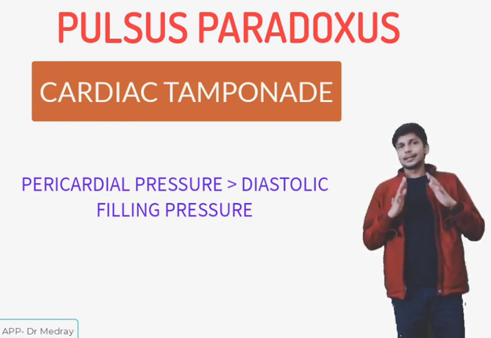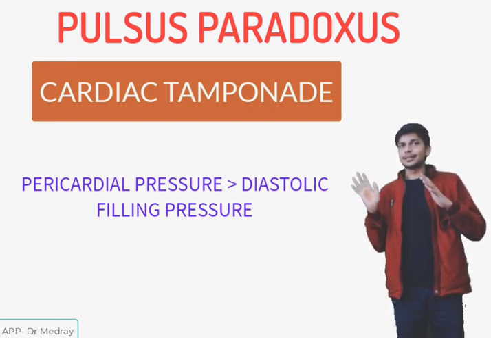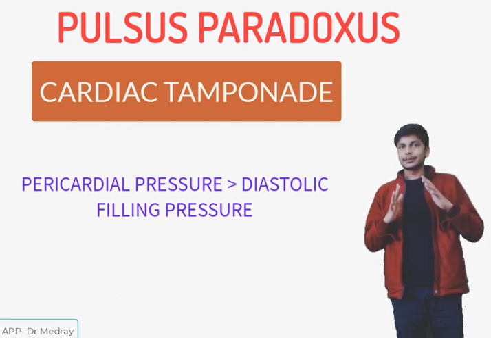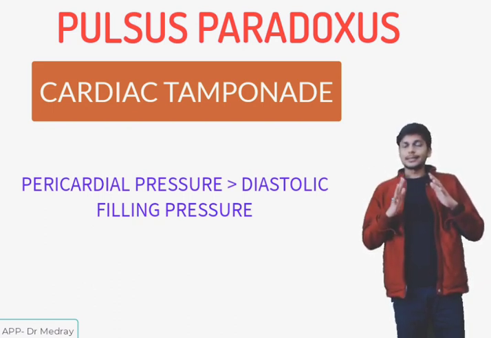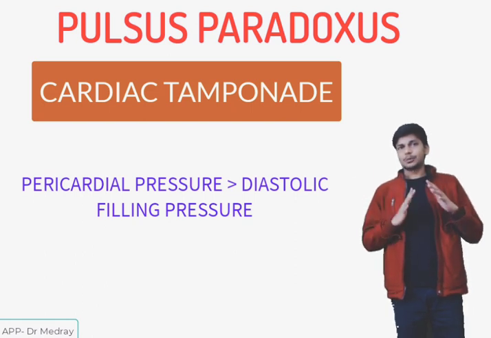such an extent that the pulse may not even be palpable during inspiration, and the systolic blood pressure will decrease more than 10 mm of mercury. This is known as pulsus paradoxus, which occurs in a condition that is cardiac tamponade.